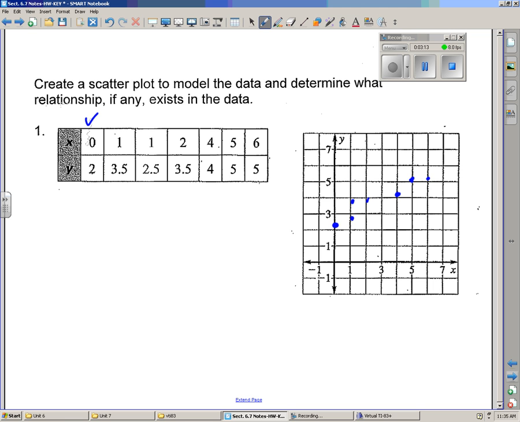When x is 6, y is 5. So when you plot those points, if you look at the general trend from left to right, it would be a positive correlation. As x goes up, y goes up. For the most part, not always, but that's the trend.